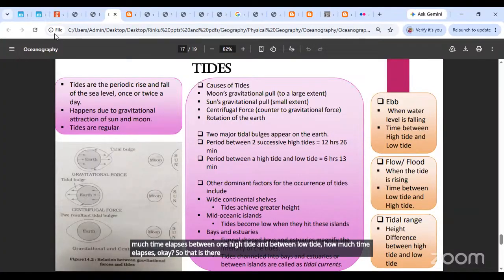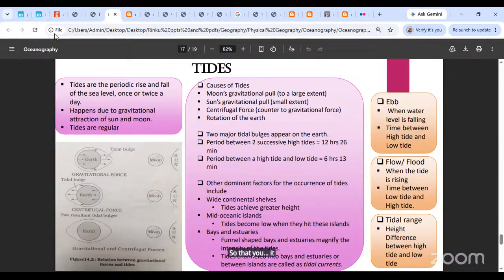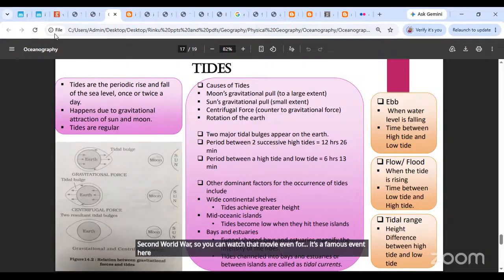I always recommend watching a movie for that tides thingy, so that you never forget it: Dunkirk. Have you guys ever seen the movie Dunkirk? No? It's a good film. It's based on the Second World War, a famous event. So you can watch that movie. Yes, do watch it. It's a really good film, and it will show you why tides are important.